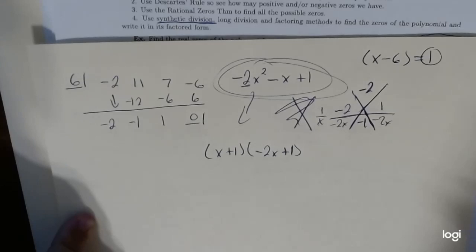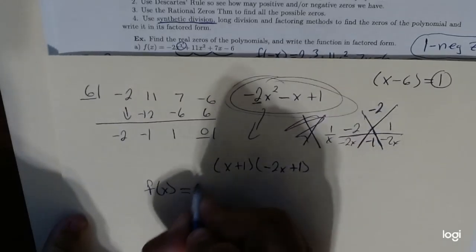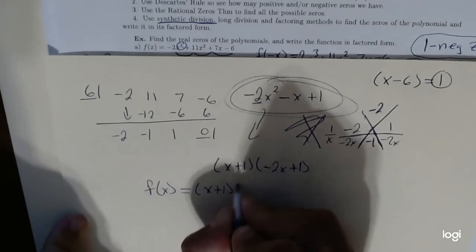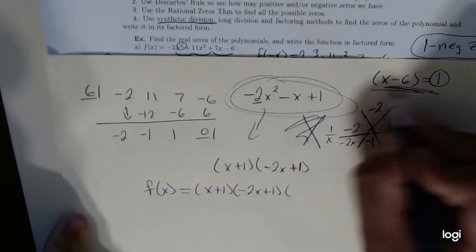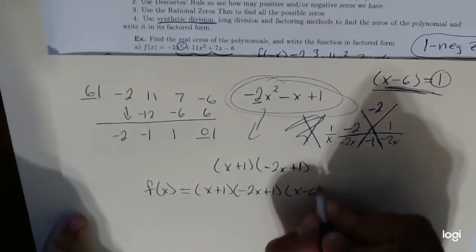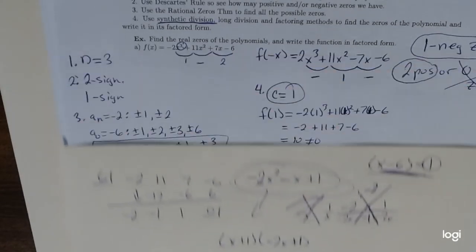So f of x, which is here, is broken down to the factors of x plus 1 times negative 2x plus 1 times what we saw first, the x minus 6. So that's the completely factored format using all these rules.